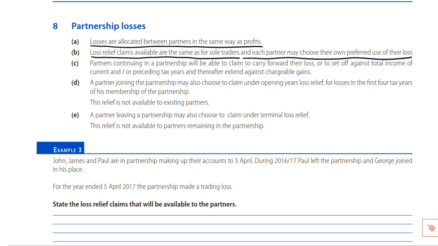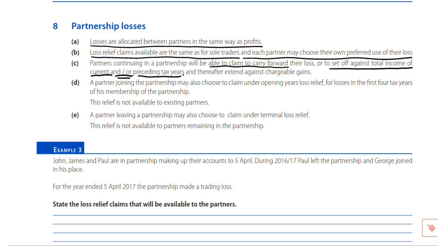So remember, if you've got a normal ongoing business, so continuing partners in a partnership, then there were 3 possible claims, the very simplest of which is you just choose to claim to carry forward your trading loss to set off against, well, if you carry forward a loss, what does it set off against? Future trading profits of the same trade. So there's one option. But if the partner wants a more immediate relief, then they can choose to set off against total income of either the current and or the preceding tax years.